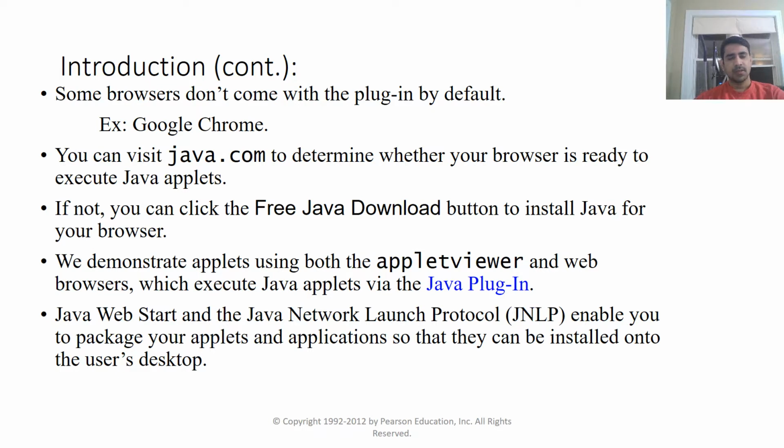Now we are going to demonstrate applets using the applet viewer and a web browser, which executes Java applets via the Java plugin. Basically, it is telling us that in order to execute applets in a web browser, we need the help of plugins. And further, we are going to discuss Java Web Start and the Java Network Launch Protocol, JNLP, which enable you to package your applets and applications so that they can be installed onto the user's desktop.